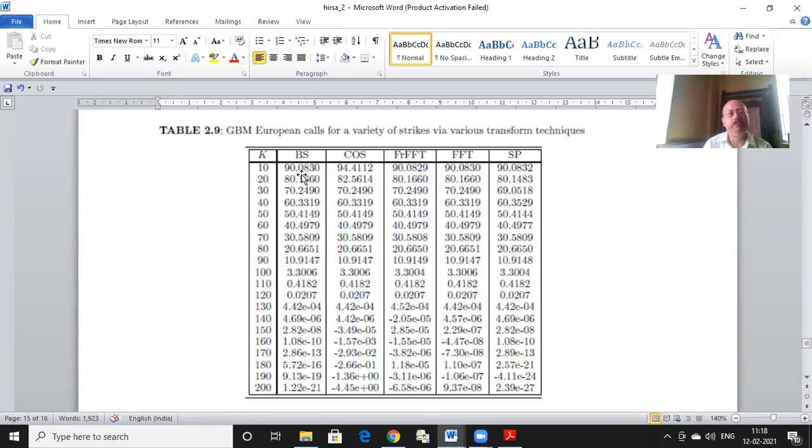When you move away from the stock price, when my strike is very low, say 10 or 20, then of course, the cosine method does not work well. We have already said in the beginning that cosine methods do not work well for out of the money options. Whereas the FFT type methods, they do better.